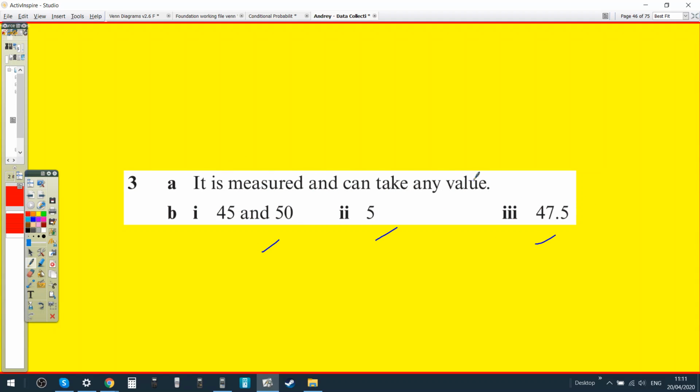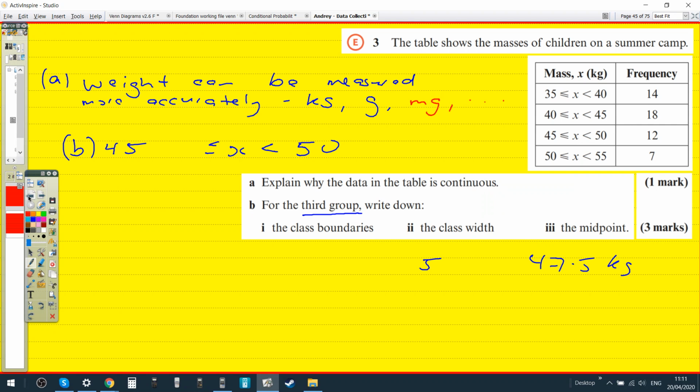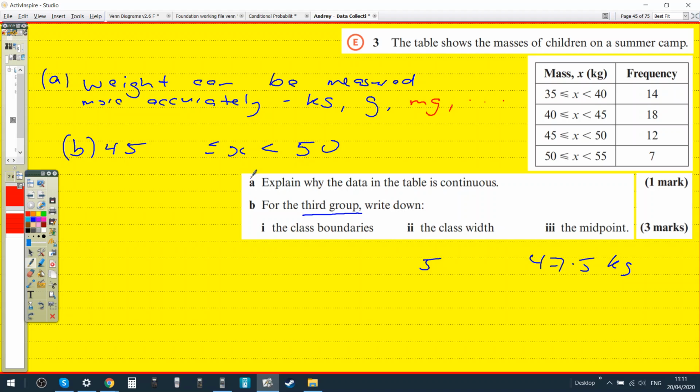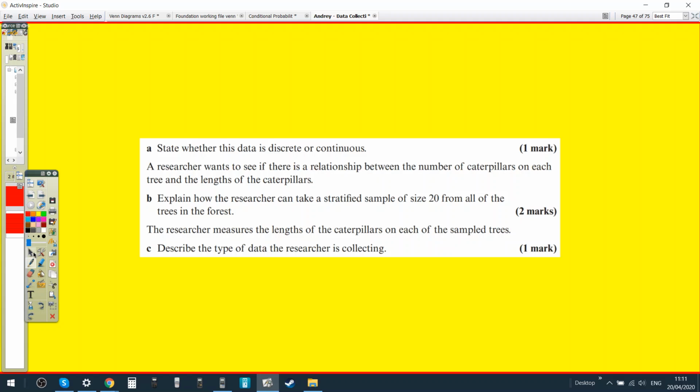It is measured and can take any value. Okay, so that's the strict definition for continuous data. So it is measured and can take any value. All right. Any questions about that? No. It's all right, I think. Okay.